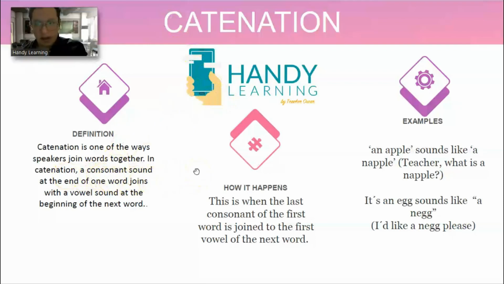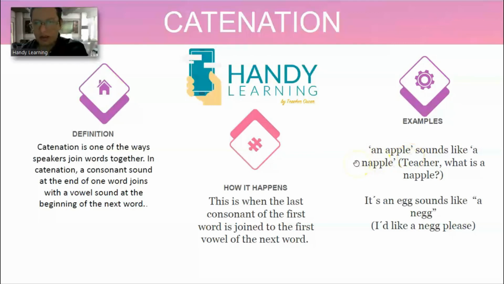In catenation, a consonant sound at the end of a word joins with the next vowel. Let's go straight to the example. This is actually one of the most common examples for connected speech. Catenation. For example, the phrase "an apple" sounds like "a napple". Instead of saying "an apple", it sounds like the n is connected to the next word. It's catenated to the next word, or linked to the next word, to sound "a napple".